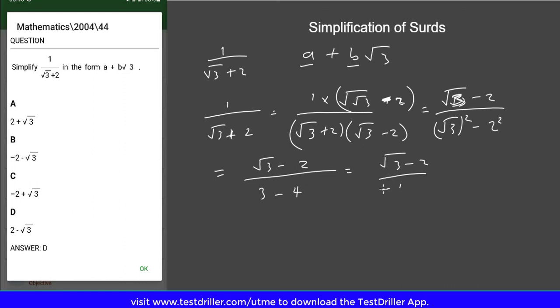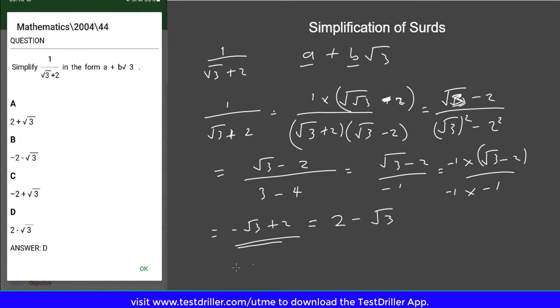And now you have root 3 minus 2 divided by minus 1. Now, if you multiply both sides by minus 1, that is minus 1 times root 3 minus 2, then minus 1 times minus 1. That will give you minus root 3 plus 2. Then you can rearrange it as follows. You bring this to the front, then minus root 3. So what then is the value of A? A is equal to 2. And B is an invisible minus 1. So B is minus 1. So that's what we've done successfully. So the answer is option D.